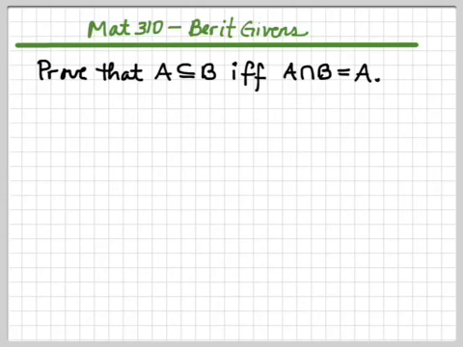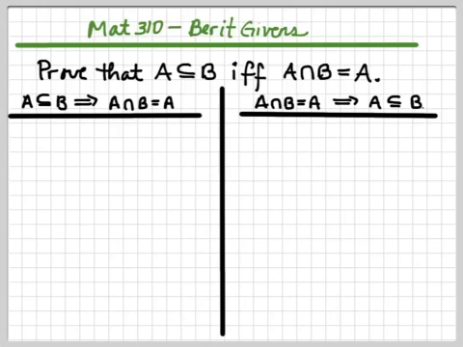So the problem I want to look at is to prove that A is a subset of B if and only if A intersect B equals A. The first thing I would hope a student would notice about this problem is that it's an if and only if, which means there are two parts to the proof. So let me write down those two parts, okay? On one hand, we have A is a subset of B implies A intersect B equals A. On the other side, we have A intersect B equals A implies A is a subset of B.